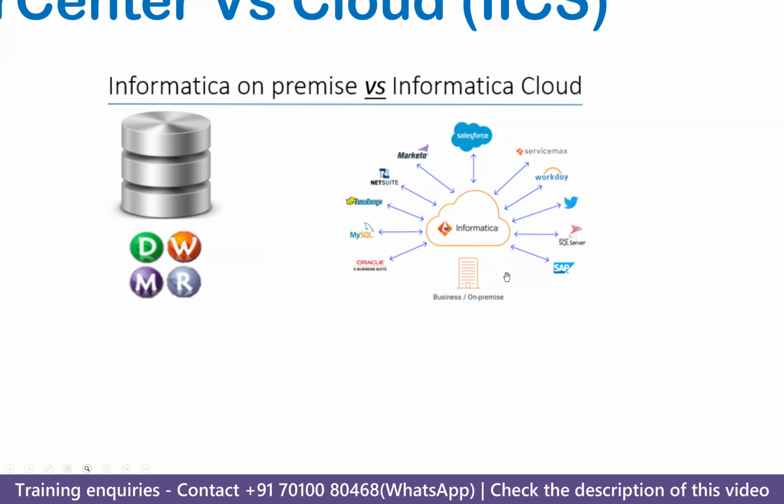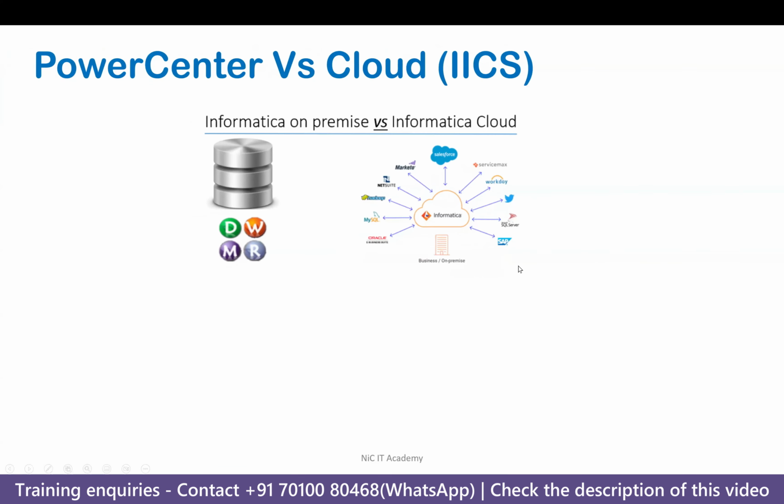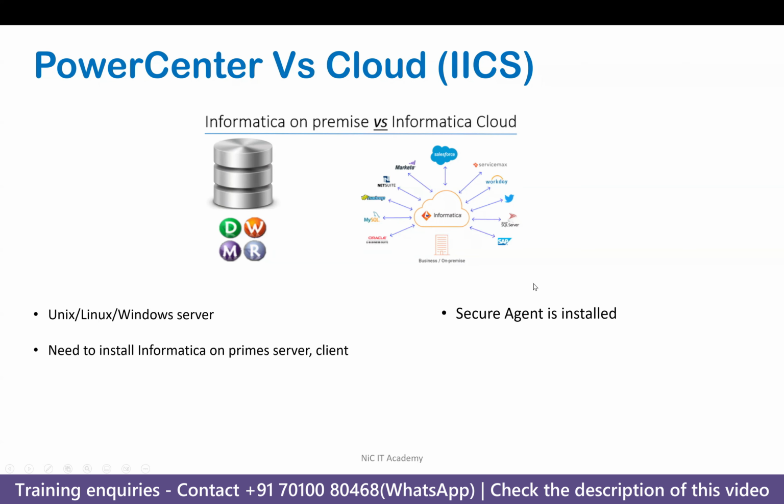So we have the business on-prem data here. This is Informatica Cloud. With that, you can connect with other cloud networks also. So we can connect with SAP, SQL Server, Workday, okay? Salesforce, Marketo. So different tools are there. NetSuite, Hadoop, MySQL, Oracle. So different cloud systems we can connect. So that is what we'll go for. In on-prem, we can install the tool based on Unix, Linux, or Windows Server. But here only the secure agent we will install. In IICS, we will install only the secure agent.